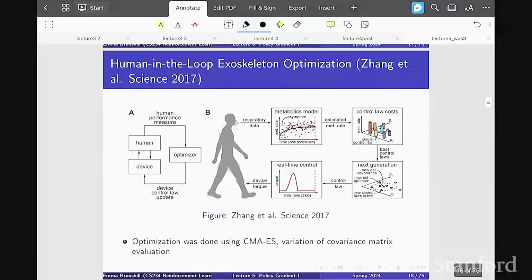So there's a really nice example by my colleague Stephen Collins, who's over in the mechanical engineering department.